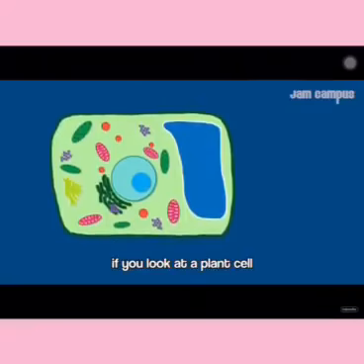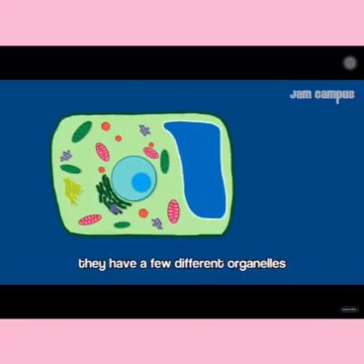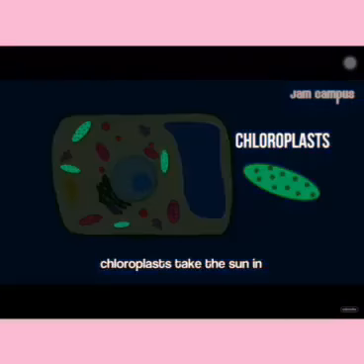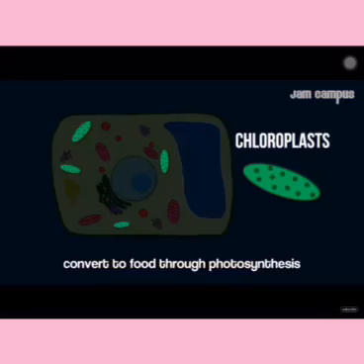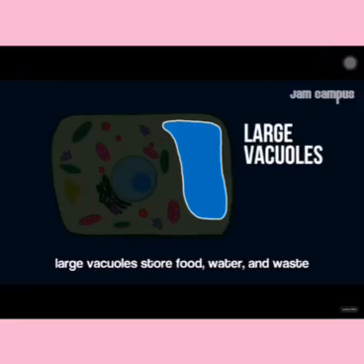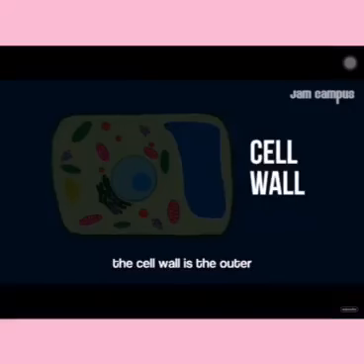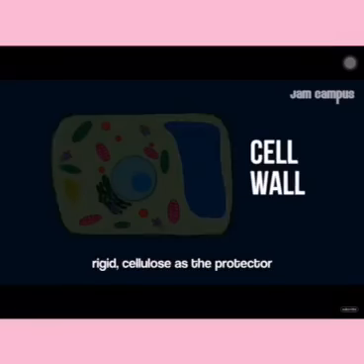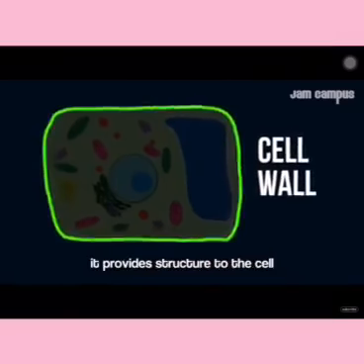If you look at a plant cell, they have a few different organelles, chloroplast, vacuoles, and a cell wall. Chloroplast take the sun in, convert to food through photosynthesis. Large vacuoles store food, water, and waste. The cell wall is the outer, rigid cellulose as the protector. It provides structure to the cell.